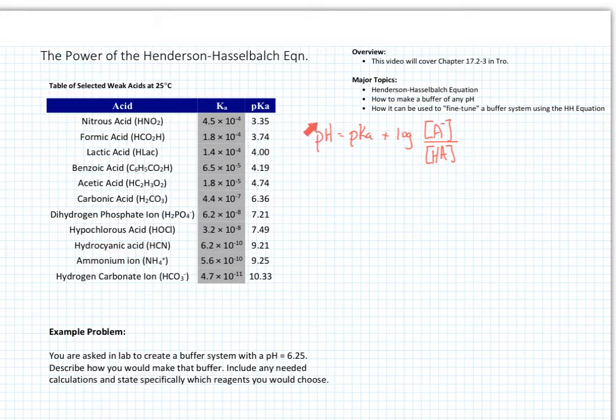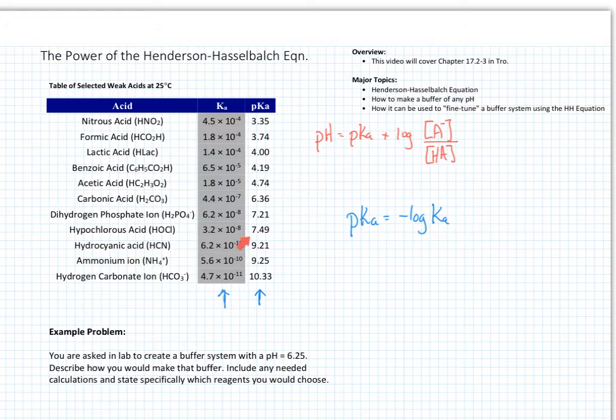It's derived from the Ka expression, so it comes from the fact that you have a weak acid of some sort. In this table here, I've got some selected weak acids, their Ka values, and their pKa values. If you recall, the pKa is equal to the negative log of the Ka. So that's where these numbers came from. You would get the Ka from a table of Kas, and you can readily figure out the pKa just by taking the negative log of the Ka.